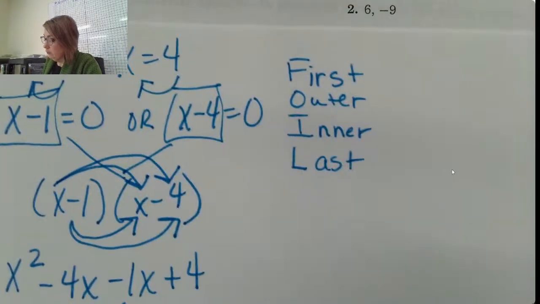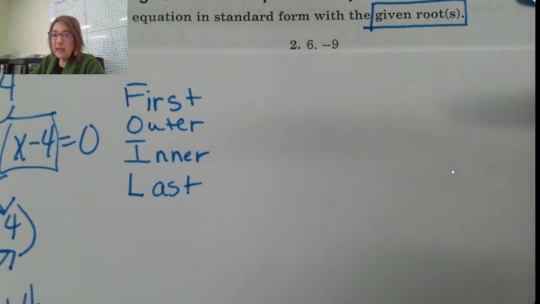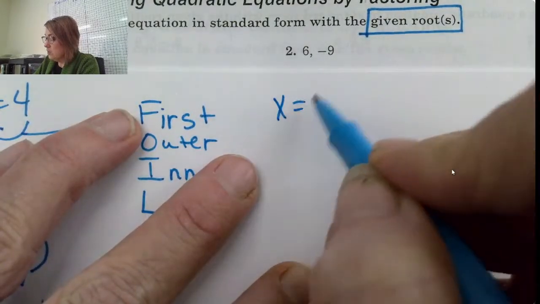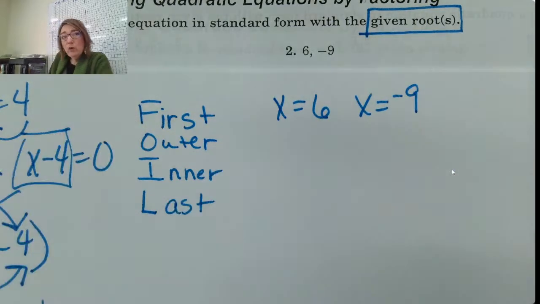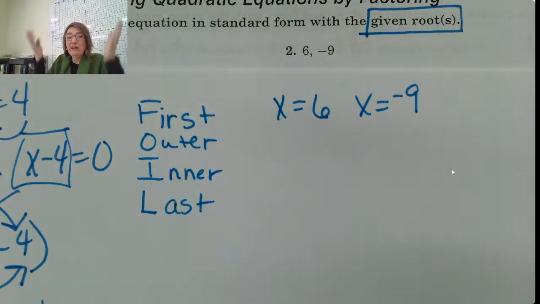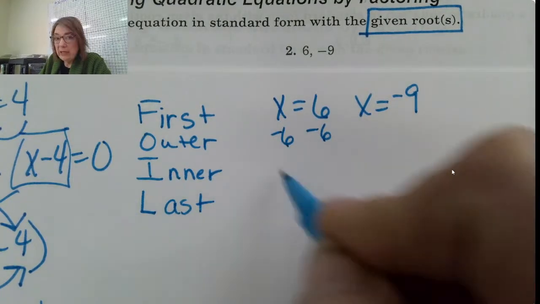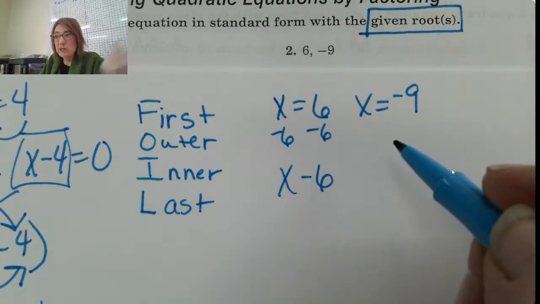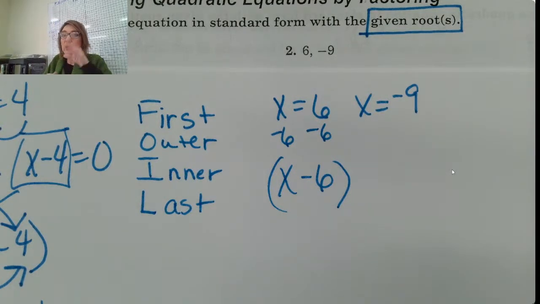Let's do number 2. So on number 2, they give you the values 6 and 9, right? So that means that x must equal 6 and x must equal 9. So if I move these over to the other side so that I have a binomial, when I subtract this one, what do I get here? X minus 6 equals 0, right? I'm not going to bother with the equal 0 because we know we're just trying to get that binomial, okay?